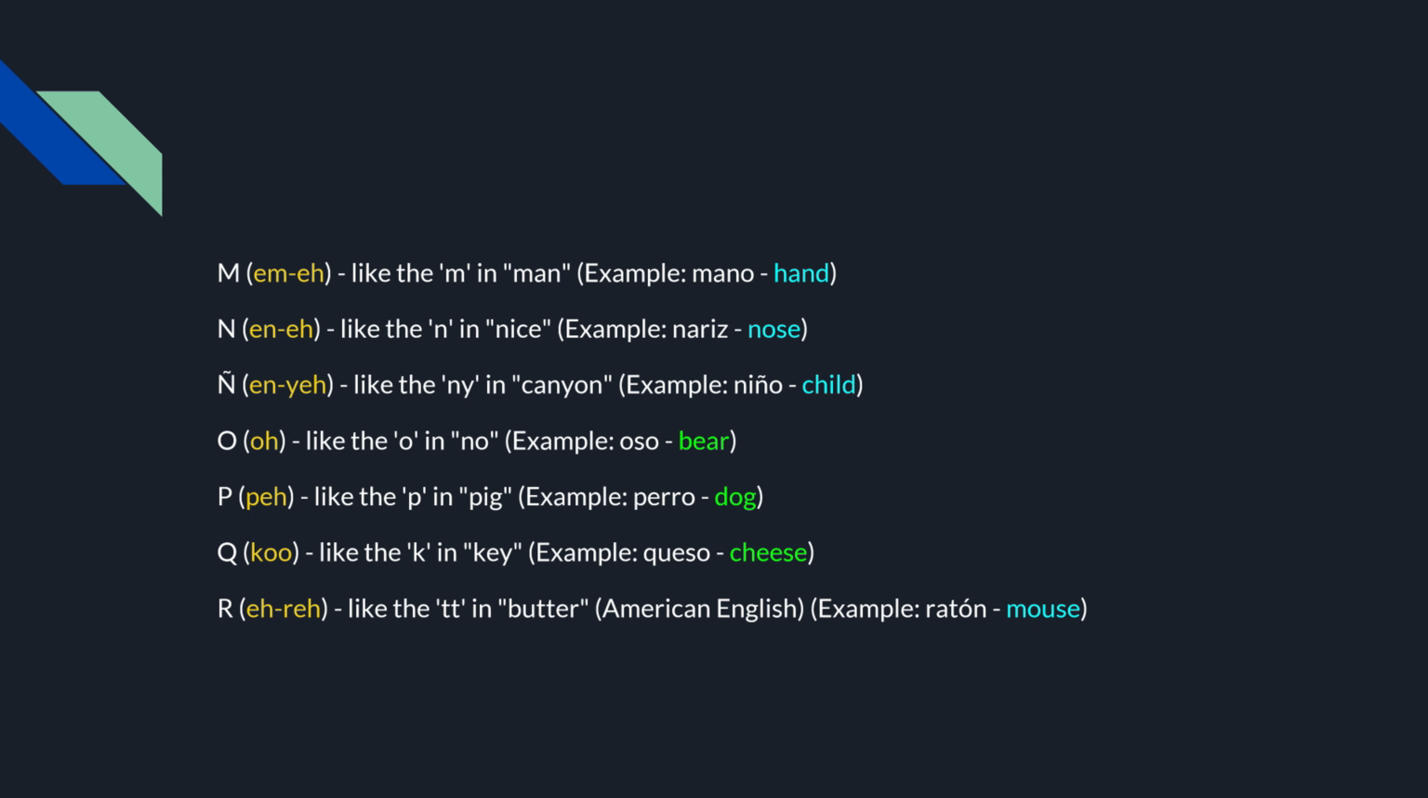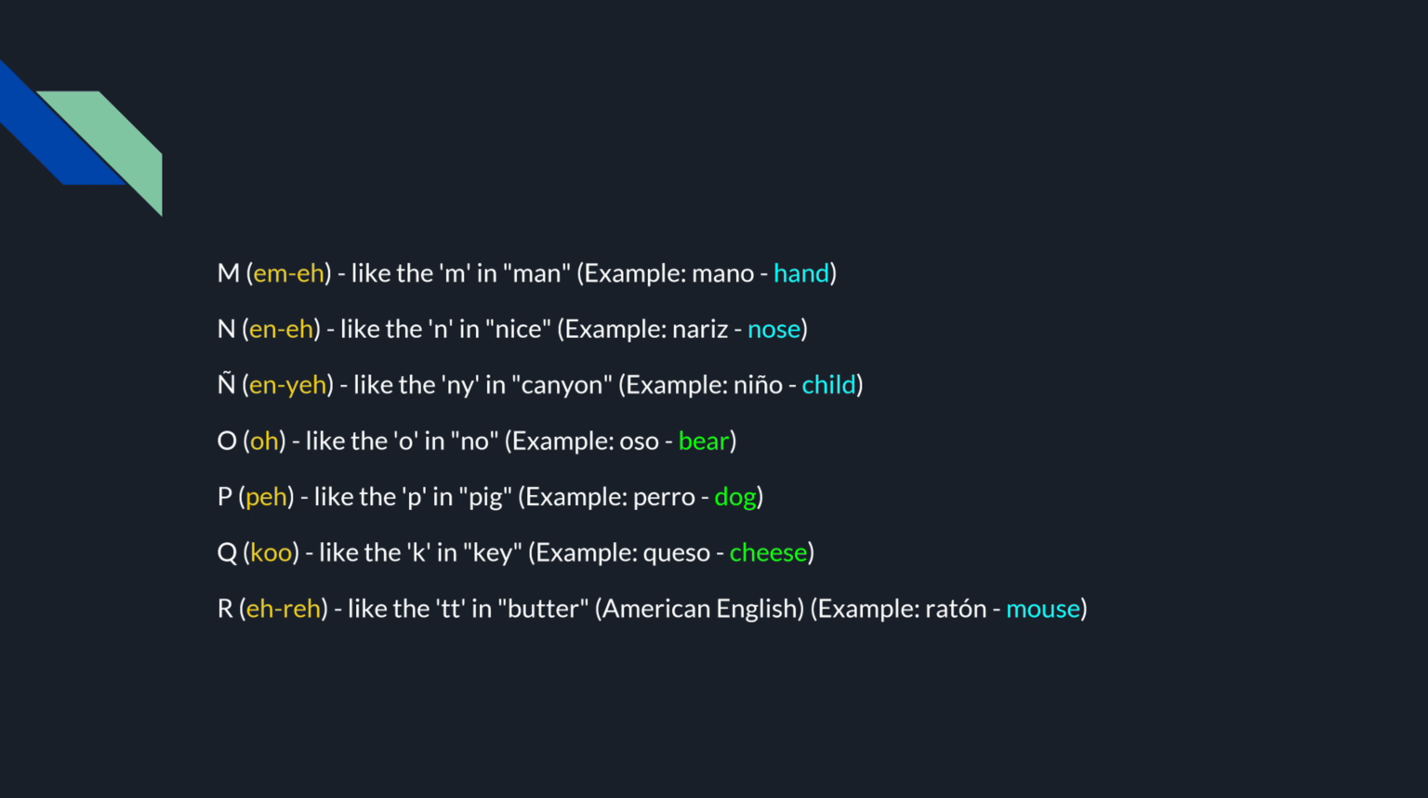M en español, like the M in man. Example: mano, hand. N en español, like the N in nice. Example: nariz, nose. Ñ en español, like the NY in canyon. Example: niño, child. O en español, like the O in no. Example: oso, bear.